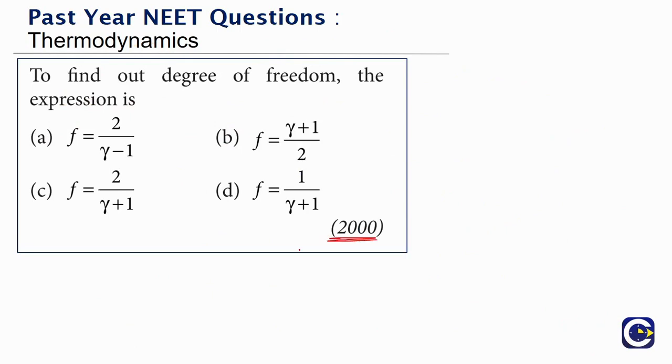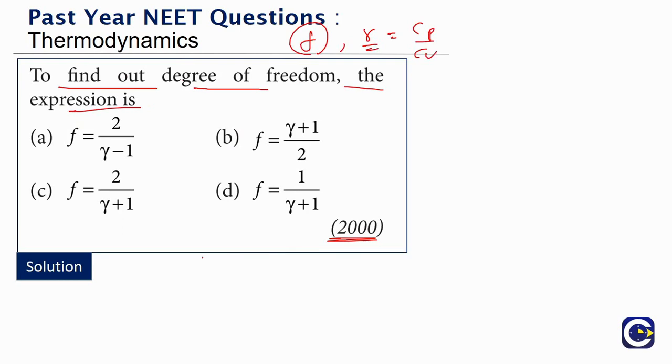This is a question that came in the year 2000. This is based on the relation between the degrees of freedom F and the ratio of Cp by Cv, gamma. We have to find which of these expressions will be the correct relation between F and gamma. See, the Cp and Cv values are dependent upon the degrees of freedom.